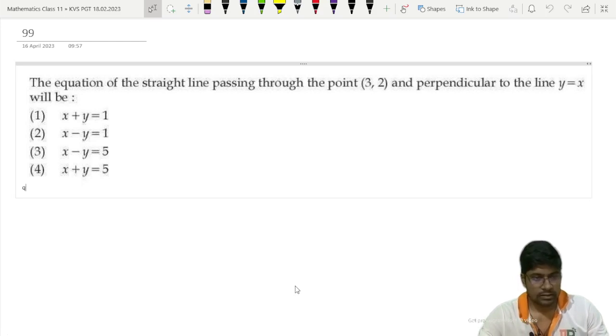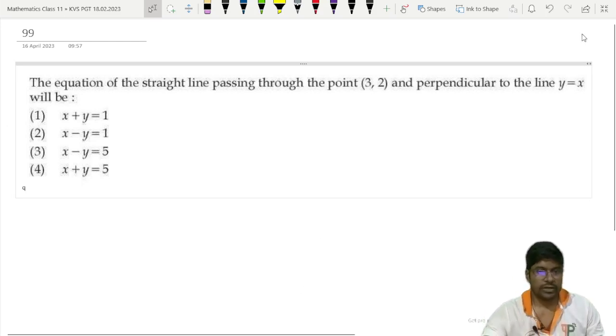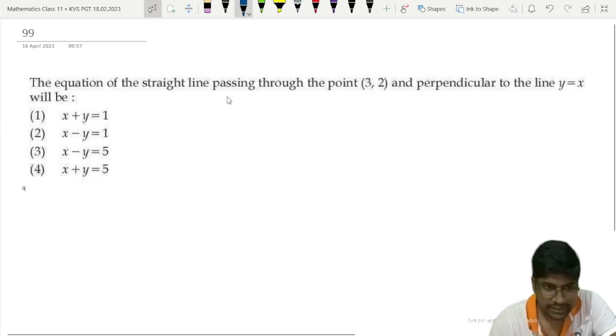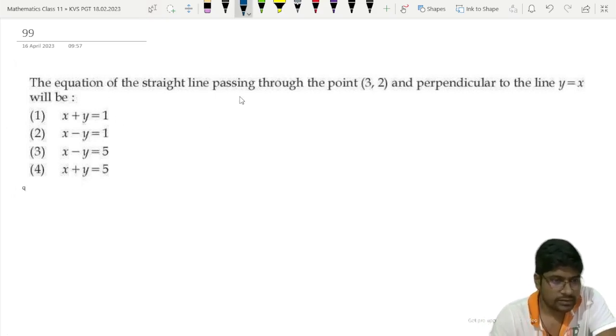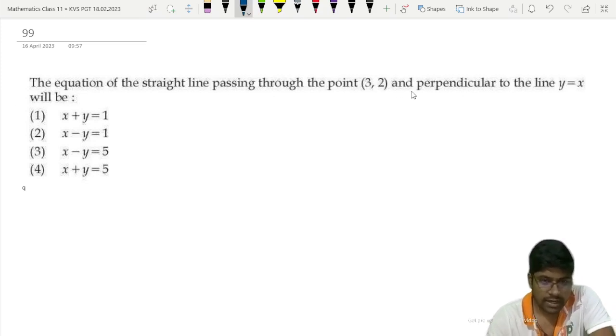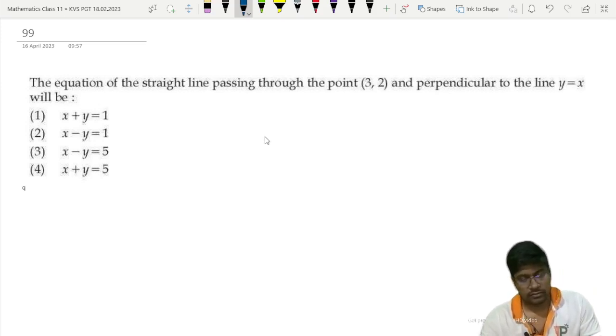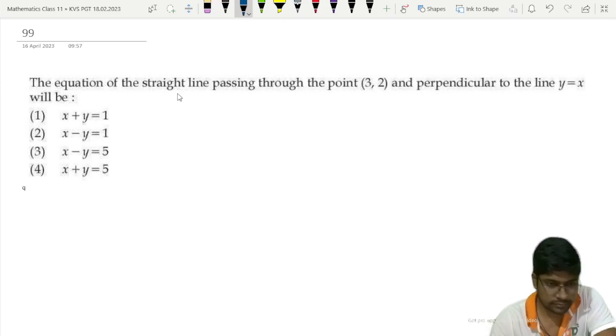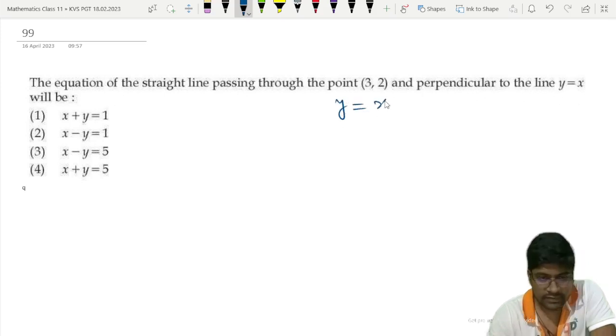Now come to question number 99. What they are asking here: the equation of the straight line passing through the point 3 comma 2 and perpendicular to the line y is equal to x will be what? So the given line is y is equal to x.